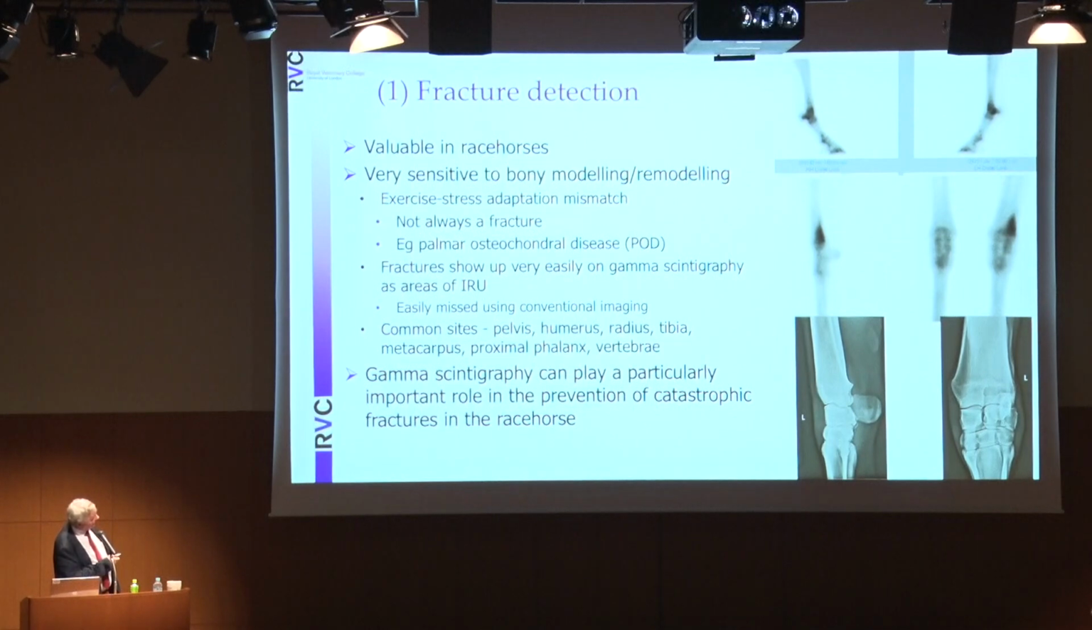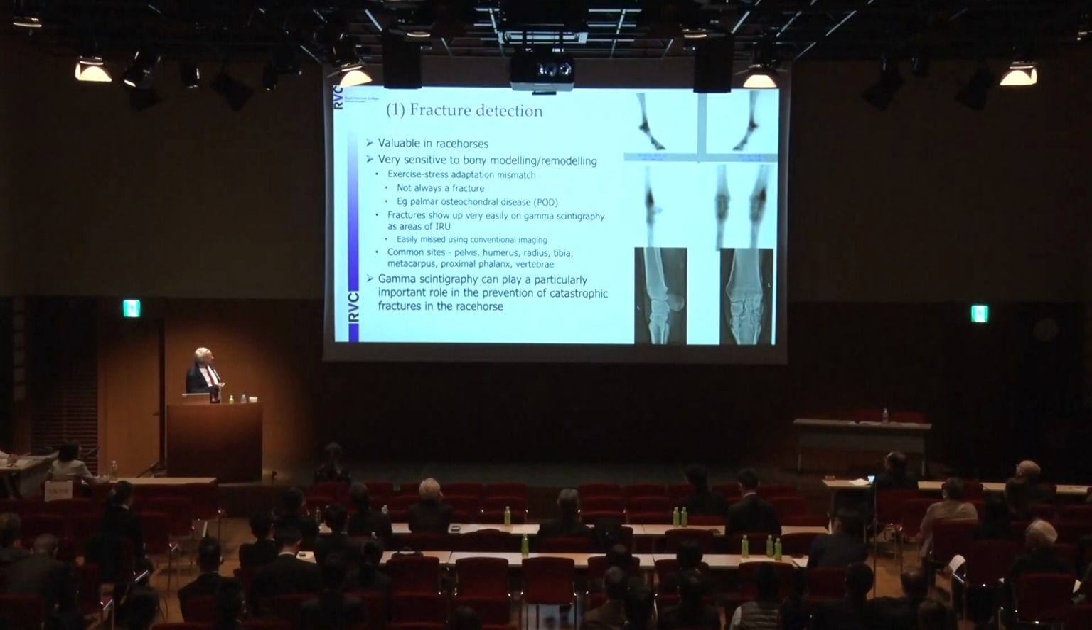They are easily missed with radiography and other imaging, so that is where we use gamma scintigraphy. And of course, there are predisposed sites that often affect the upper limb bones and pelvis as well as the back.